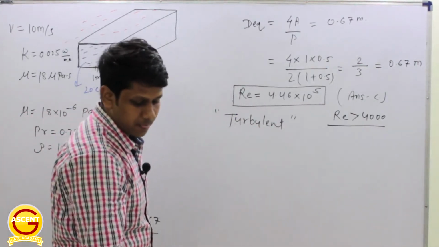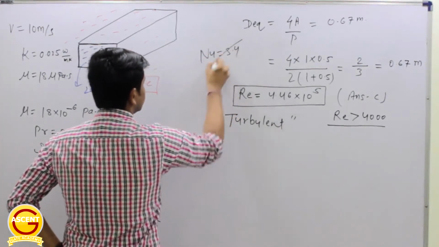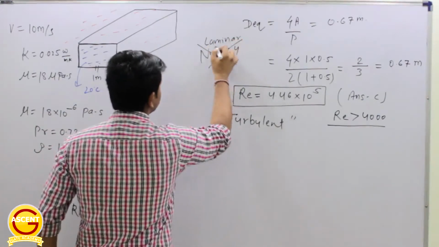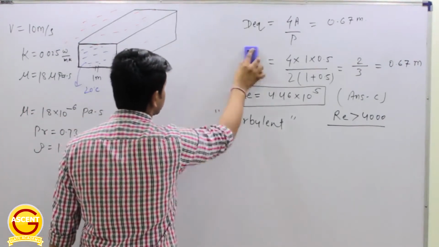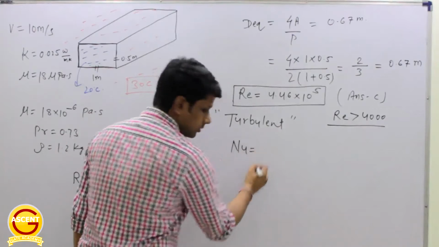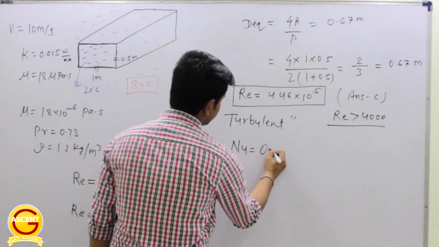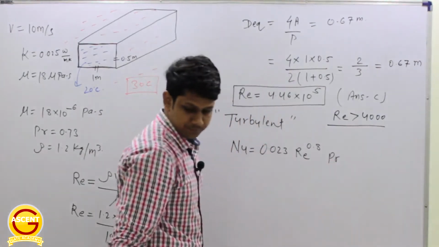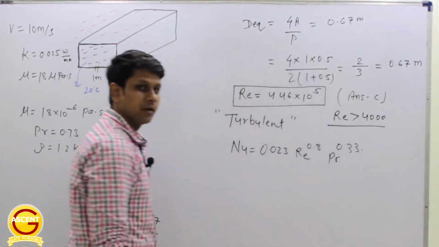And for turbulent flow he has given the equation. We cannot use Nusselt number equal to 3.4, because that was for laminar flow and our flow is turbulent, so we will not use that equation. The equation we will use for the Nusselt number is 0.023 into Re to the power 0.8 into Pr to the power 0.33. This is the equation that he has given.